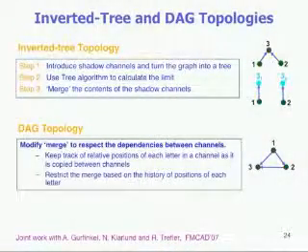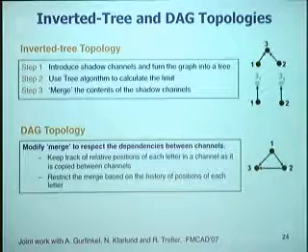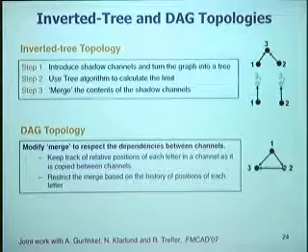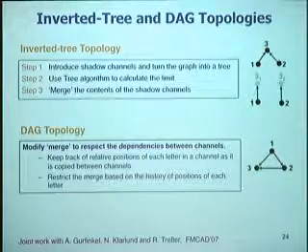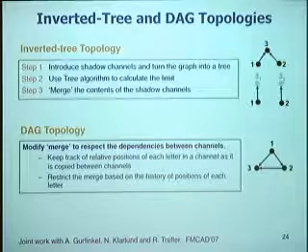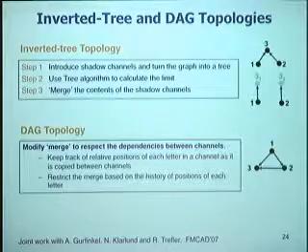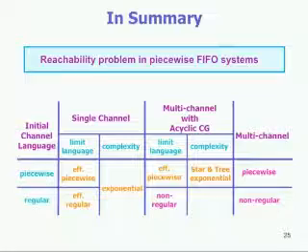However, if you look at the more general topology, which is the DAG topology, we can see here the content of 3 depends on channels 1 and 2. However, the content of channel 2 also depends on the content of channel 1. That means compared to the inverted tree topology, we are adding another layer of dependence between the channels' content. In order to do that, we modify the merge to respect these dependencies between the content of different channels. We have studied the complexity of each of these algorithms, and the results of this work were published in FMCAT.